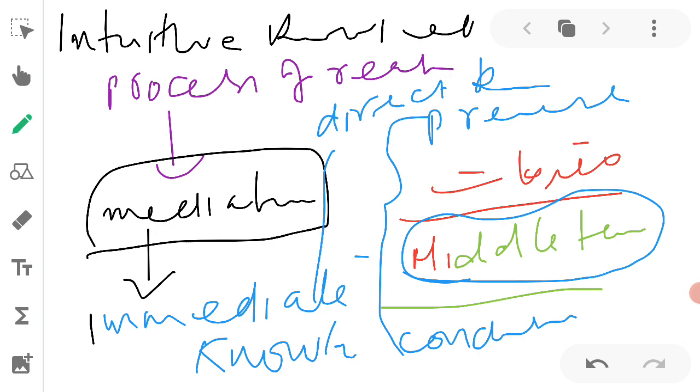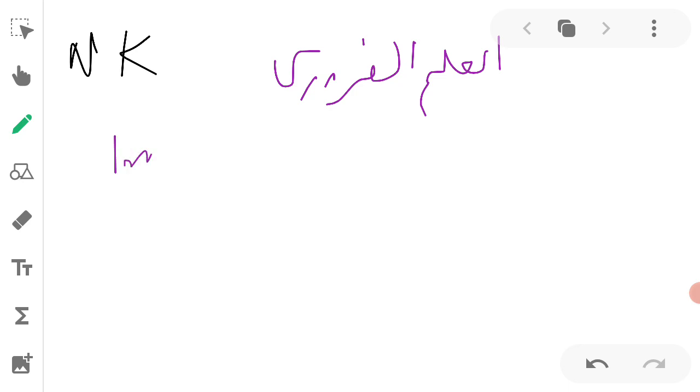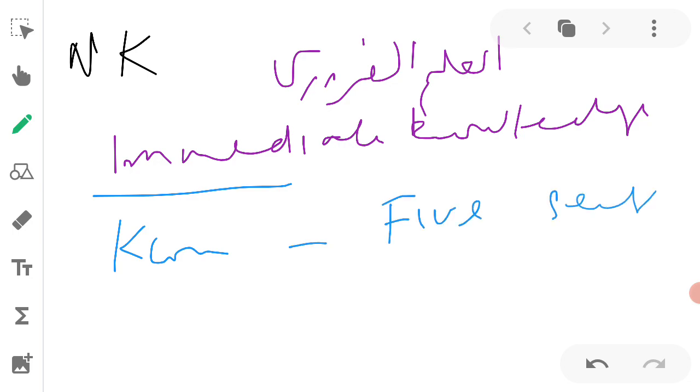So that's what necessary knowledge is. Necessary knowledge, daruri, is immediate knowledge. That is a knowledge which doesn't require the thought process or process of reasoning. For example, he gives the example, any knowledge we get through our five senses, for him is immediate knowledge.